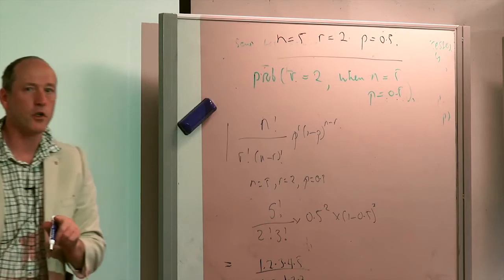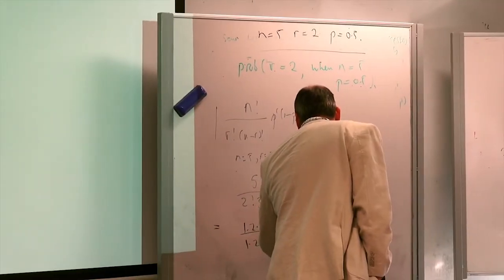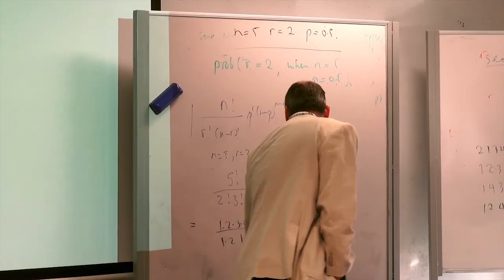You're all familiar with the factorial function? Yeah. Times 0.5 squared times 0.5 cubed.